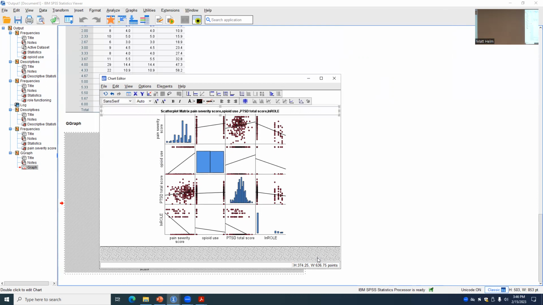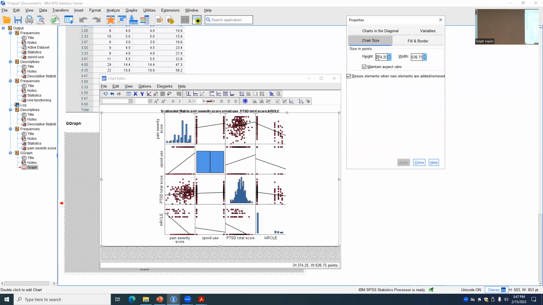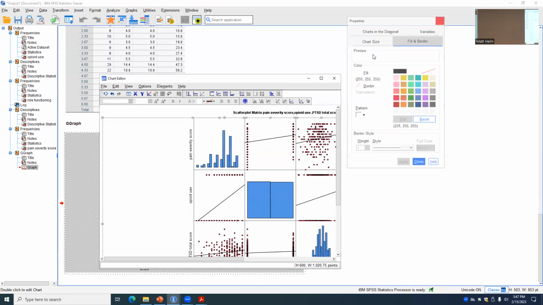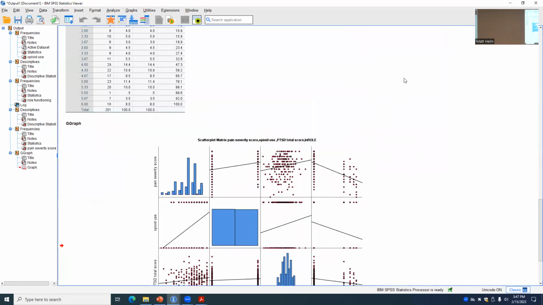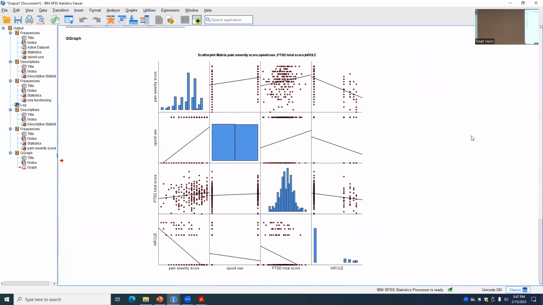And then the last thing, it's kind of small. I double click on an area of the chart and go to chart size, and I'm just going to say 600. Punch 600 in there to apply. Okay, so that's good enough. It just made that a little bit bigger so I can start to take a look at things.